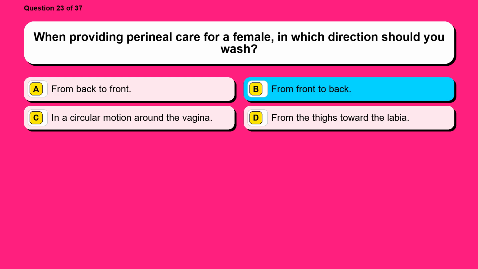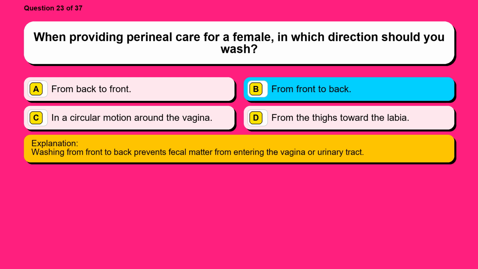The correct answer is option B, from front to back. Washing from front to back prevents fecal matter from entering the vagina or urinary tract.